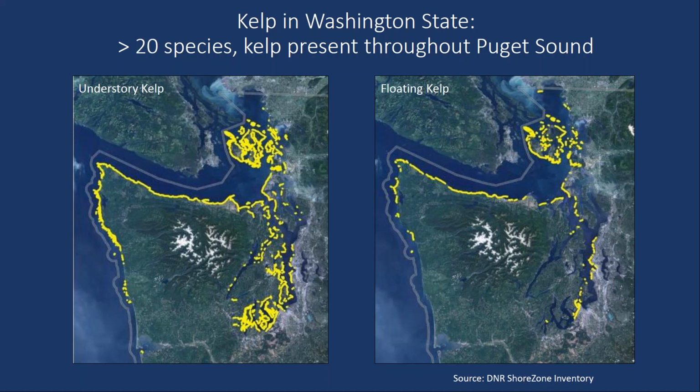Kelp is found along the marine shoreline of both the outer coast and within Puget Sound, even the inner basins of Puget Sound. These maps, which were based on the Shore Zone inventory, which we did years ago, show shorelines with kelp in yellow. And you'll see there's a lot more understory kelp, and that's species that don't form a floating surface canopy.